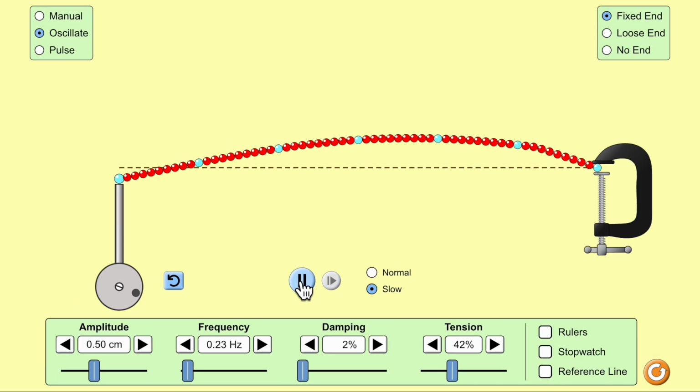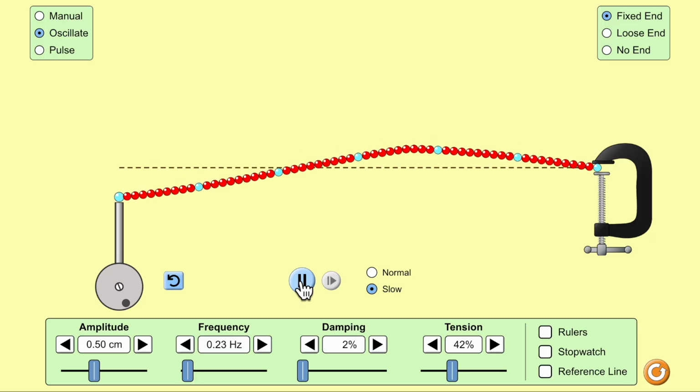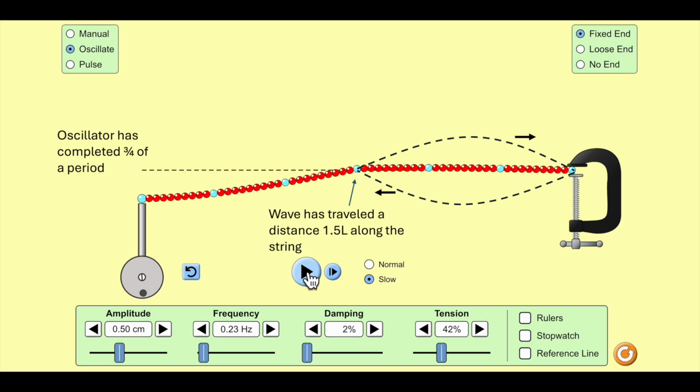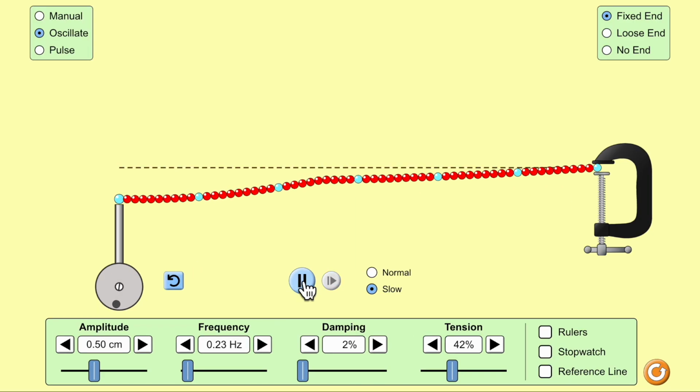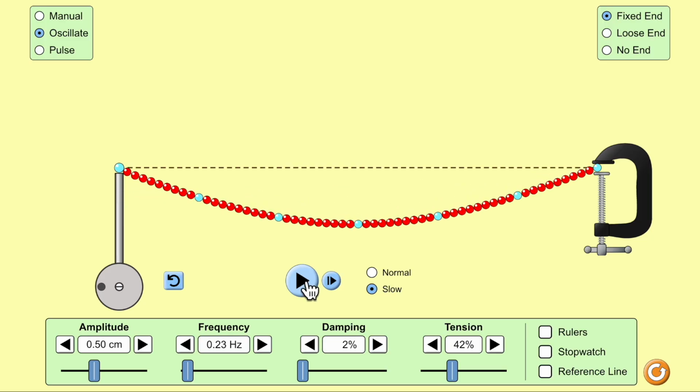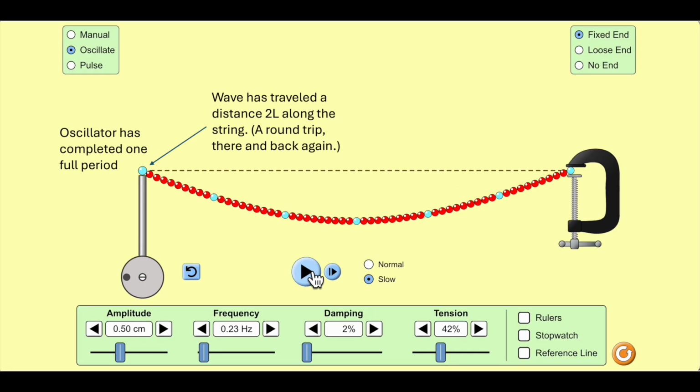When the oscillator has finished 3/4 of its cycle, the leading edge of the wave is now back in the middle of the string, traveling leftwards, having covered a distance of 1.5 times the length of the string. The reason the right half of the string is flat at this instant is because the returning wave and the trailing edge of the original wave are cancelling each other out. Continuing on, you can see that the leading edge of the wave gets all the way back to the starting point, having traveled a distance twice the length of the string.